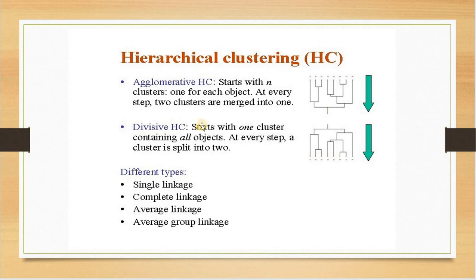And divisive hierarchical clustering starts with one cluster containing all objects, and then at every step a cluster is split into 2. So these both are opposite. This one forms one cluster at the end, and this one starts from one cluster and then is divided into many clusters. Now for different types of linkages we have single linkage, complete linkage, average linkage, and average group linkage.